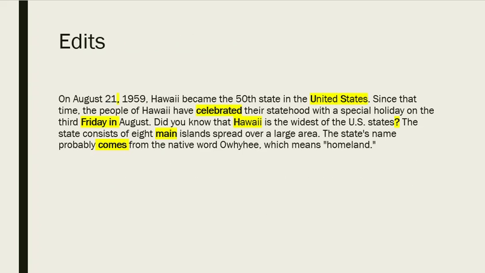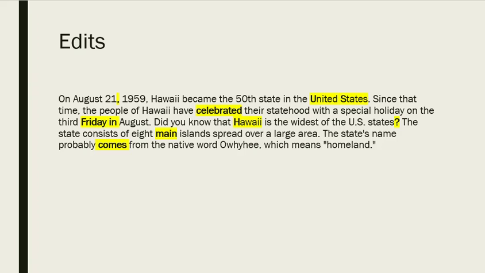Now let's look at the edits. On August 21st, comma, 1959. When you have the month, the day, and the year, you always put a comma behind the day. All right. Hawaii became the 50th state in the United States. The U and the S are capitalized in the United States because they're proper nouns. Since that time, the people of Hawaii have celebrated their statehood. Got a subject verb there. Celebrated with a special holiday on the third Friday in August. Okay, you can't be on the month of August, but you can be in the month of August.